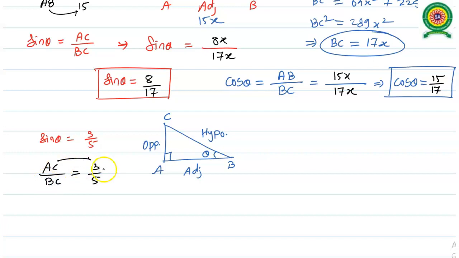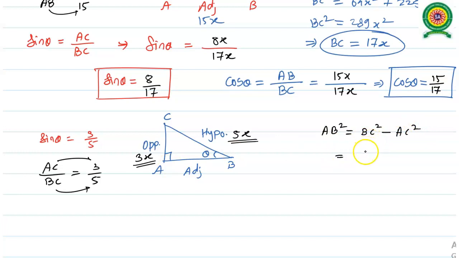That means AC is some scalar multiple of 3, taking the scalar multiple as x, so AC is 3x. And BC is the same scalar multiple of 5, that means 5x. So by using the Pythagoras theorem, AB square equals BC square minus AC square, hypotenuse square minus side square.